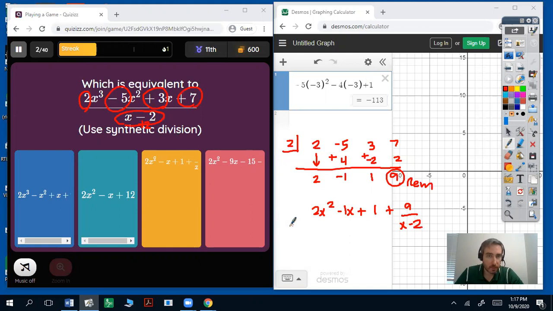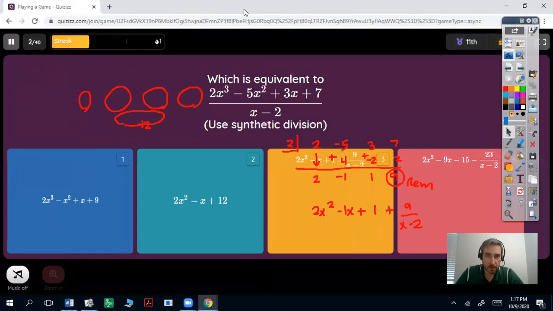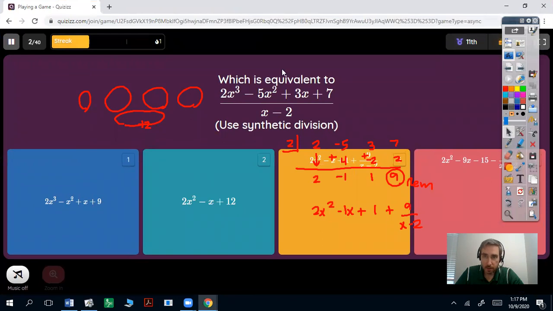So let's expand this out so we can see the right one. And it looks like it's going to be this one right there.